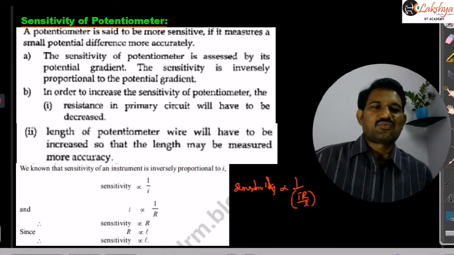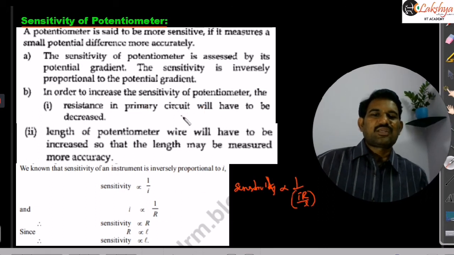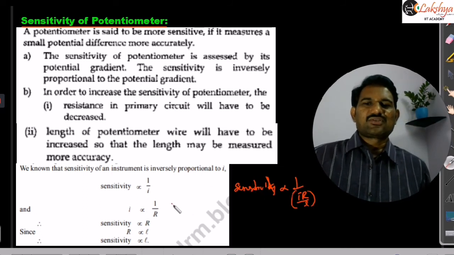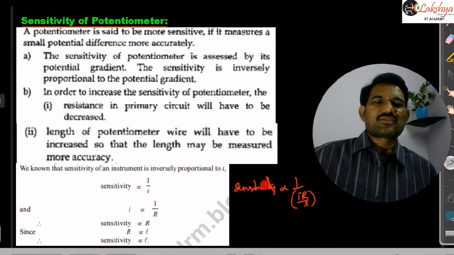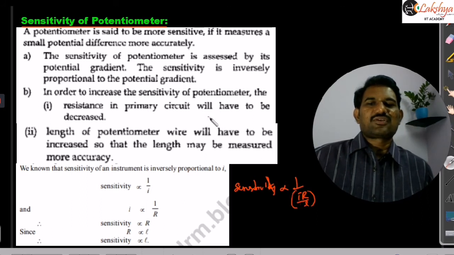So what is mentioned here? In order to increase the sensitivity of the potentiometer, the resistance in the primary circuit is to be decreased. If you decrease the resistance in the primary circuit, then the sensitivity value will increase. So the potential gradient will decrease. When the potential gradient is decreasing, automatically the sensitivity of that circuit will increase, right? And the length of the potentiometer has to be increased in order to increase the accuracy.